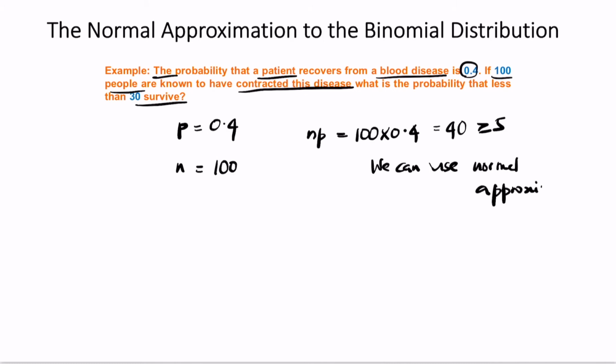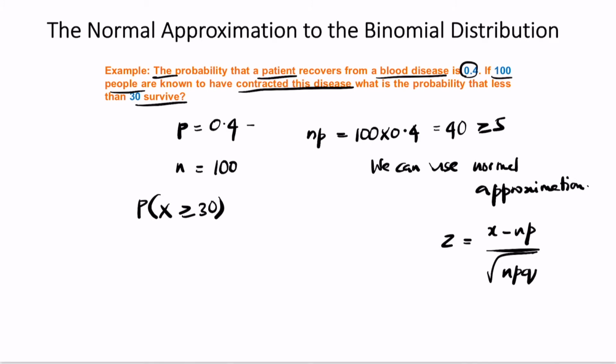Now use the principle. They are asking you to find P of X greater than or equal to 30, so we have to find the value for Z. The Z formula is (x minus np) by root npq. If P is 0.4, we know that Q is 1 minus P, which is 1 minus 0.4, which is going to be 0.6.